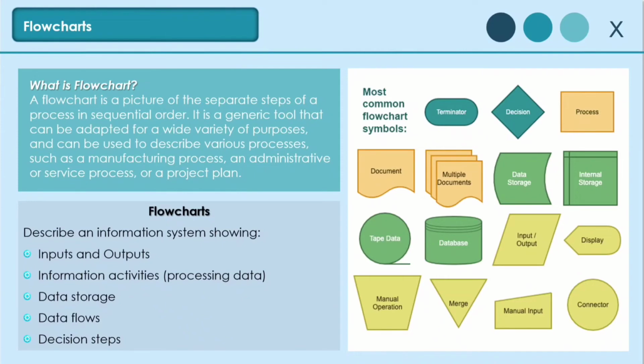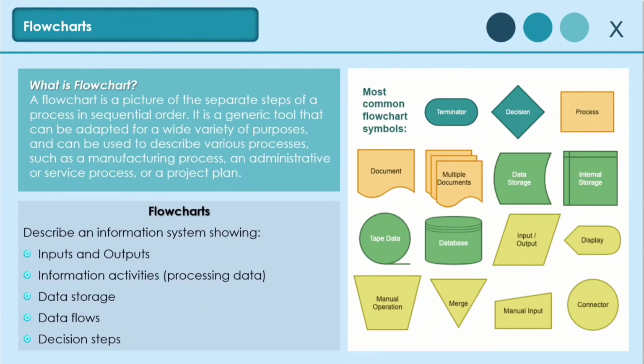Let's describe the information system showing input and output. Input and output shows where and how data is coming in and out throughout your process. Second is information activities. It is a process for coordinating the information that teams communicate with one another. Third is data storage. It does not generate any operations but simply holds data for later access.